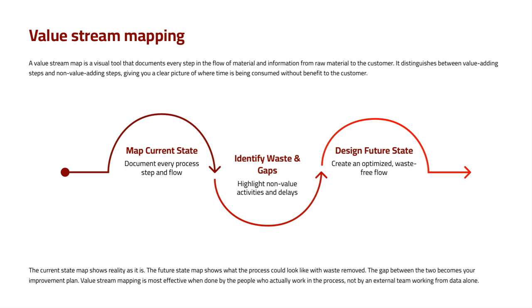First, we map the current state by documenting every process step and flow. Then, we identify waste and gaps by highlighting non-value activities and delays. After that, we design a future state that creates an optimized, waste-free flow. The key here is that the current state map shows reality as it really is, while the future state map reveals what the process could look like once waste is removed. The difference between these two maps becomes the foundation for your improvement plan.